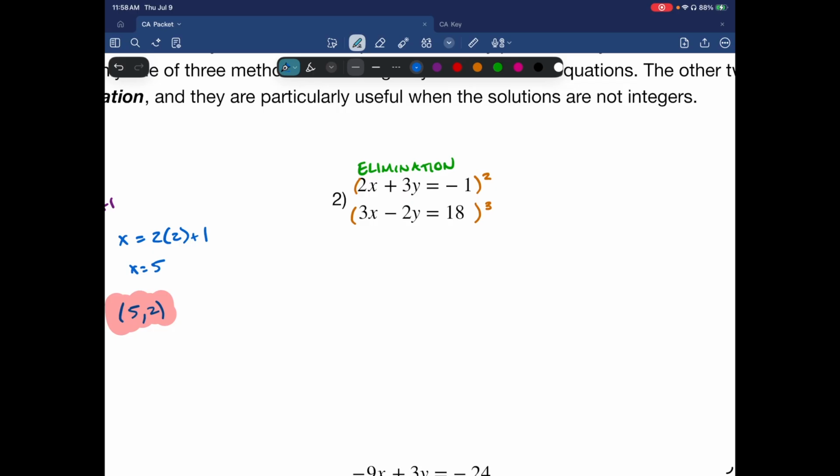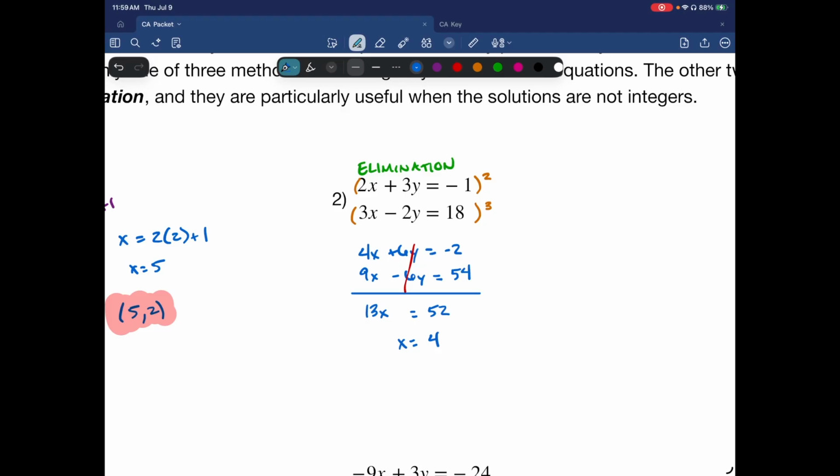Here's what's going to happen. When I multiply the top one by 2, I get 4x plus 6y equals negative 2. And on the bottom, I get 9x minus 6y equals 54. Now my 6y's get to fall out, and then I just add my columns. I get 13x equals 52, and 52 divided by 13 is 4. So x equals 4.